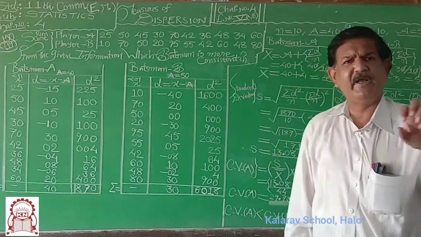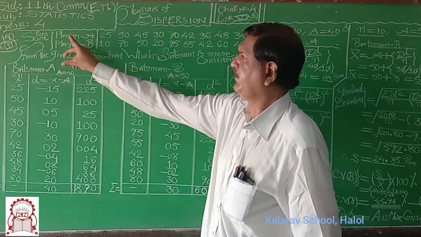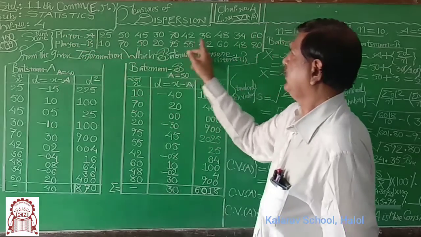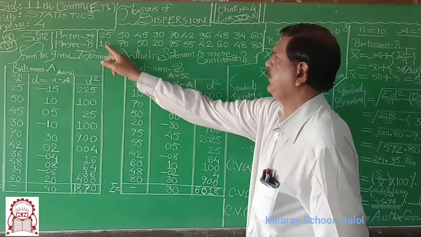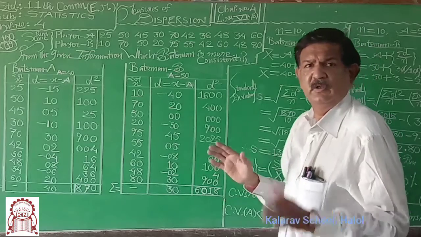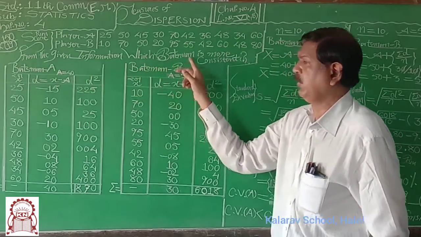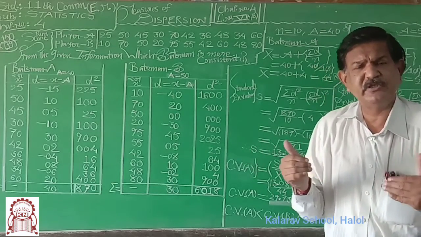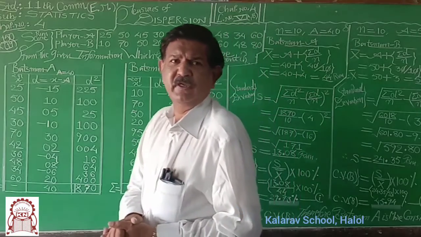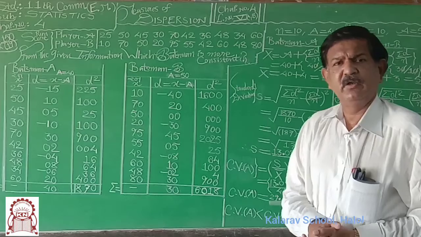Score of player A and player B, batsman A and batsman B, is given. This is the given example. Score of player A and score of player B means batsman A and batsman B. And number of the observations 1, 2, 3, 4, 5, 6, 7, 8, 9, 10. From the given information, which batsman or which player is more consistent, more uniform, more homogeneous in his playing? Means we have to say.